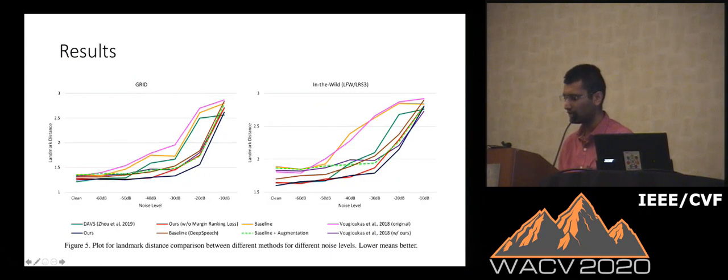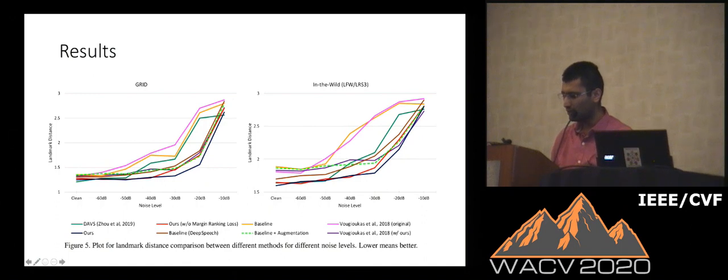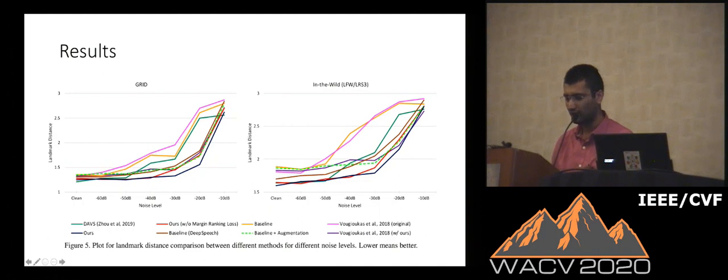We evaluate our method on GRID and in-the-wild LRS3 datasets using facial landmark distance as the metric on audio sequences modified to have different levels of noise. Compared to several baselines and state-of-the-art approaches, we found our method to be able to achieve lower values of landmark distance for much higher levels of noise in the audio sequences.